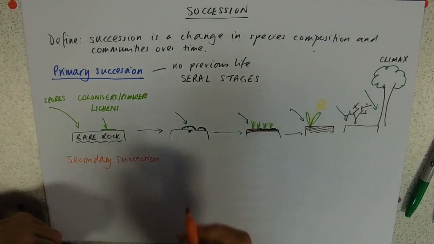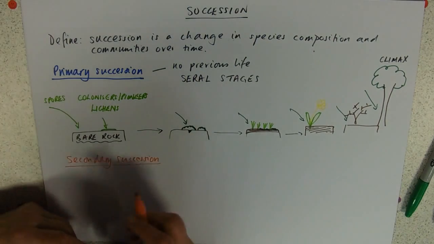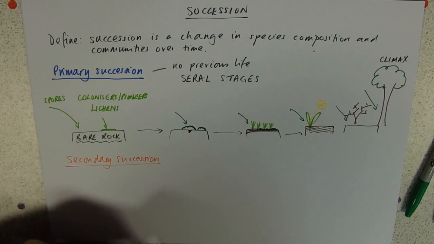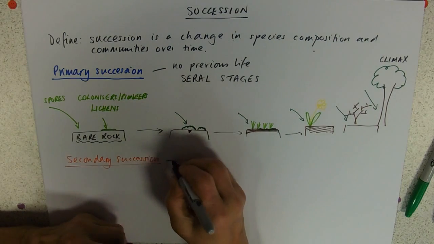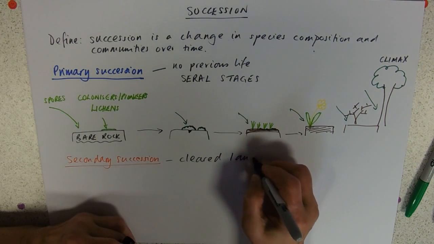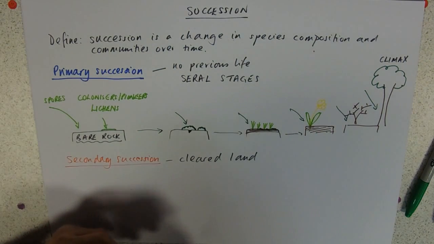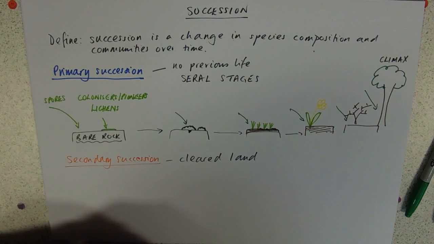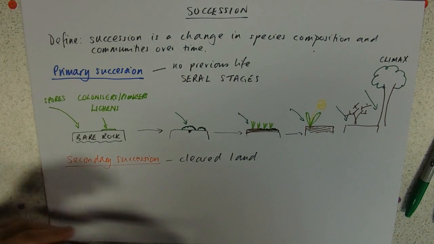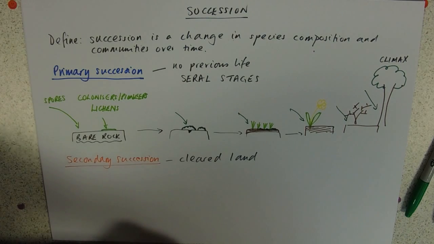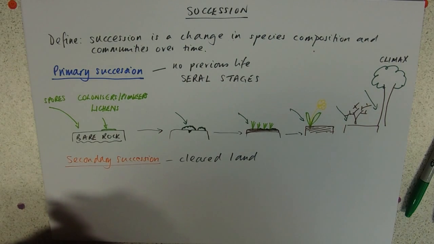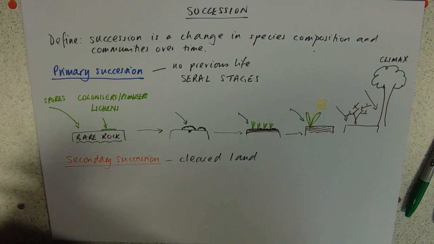So, secondary succession. This is where there has been life and it's been cleared or destroyed by fire. So this is on cleared land. Cleared here deliberately by us. Your garden is a piece of cleared land and it will undergo succession if you let it. I periodically let mine go to forest and then cut down all the trees and think, oh, how did I let it get in such a state over 15 years?